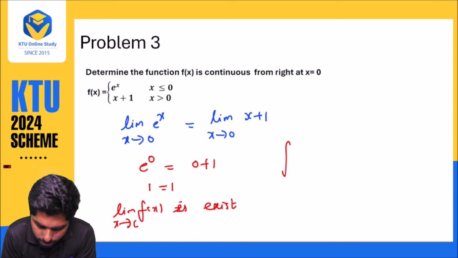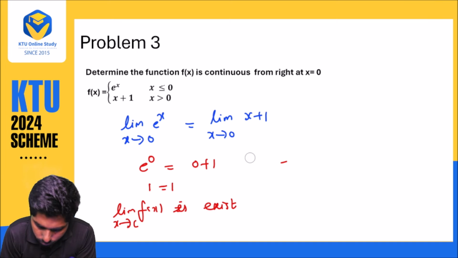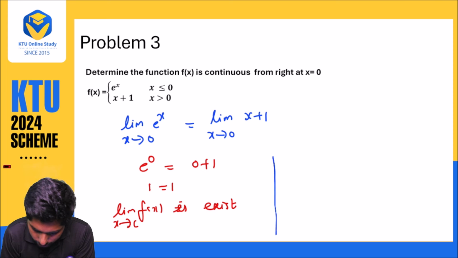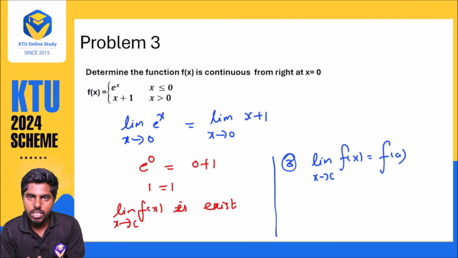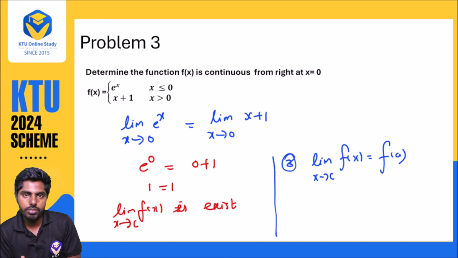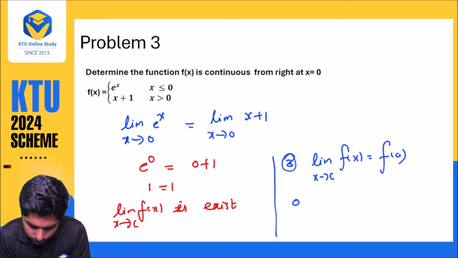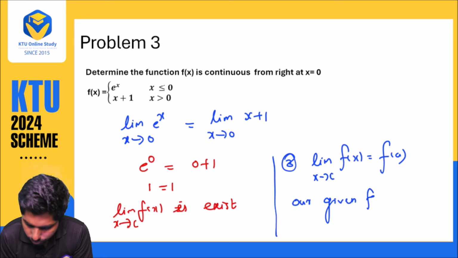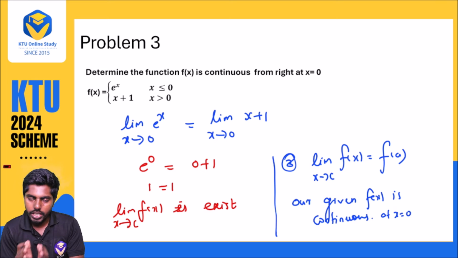What is our third condition? Third condition is limit as x approaches c of f of x is equal to f of a. So our third condition is also satisfied. Automatically, when the second condition is satisfied, the third condition will also be satisfied. So we can say that our given f of x is continuous at x equal to 0.